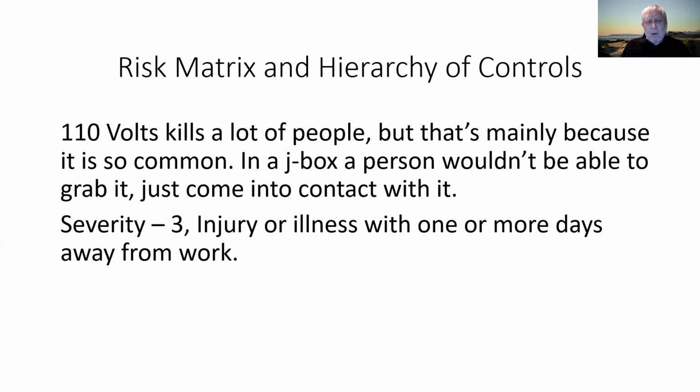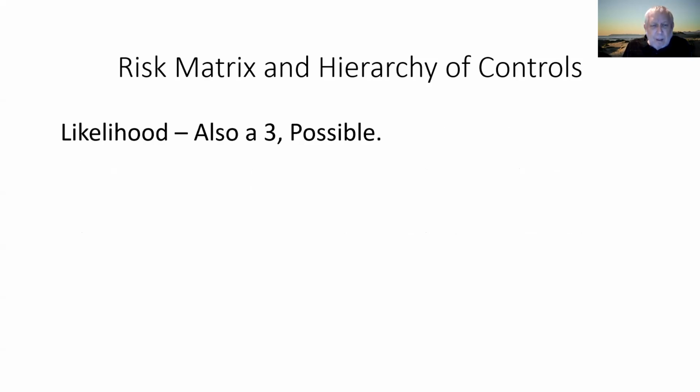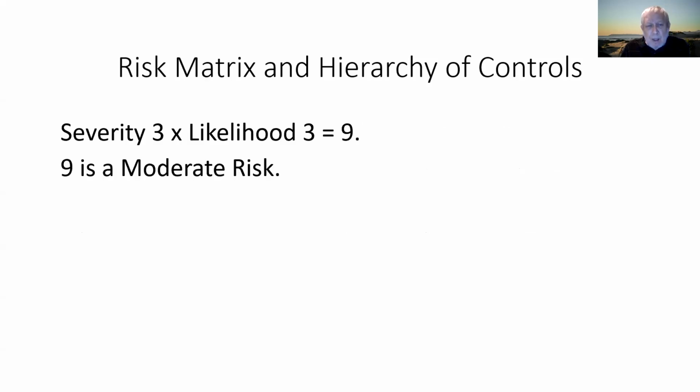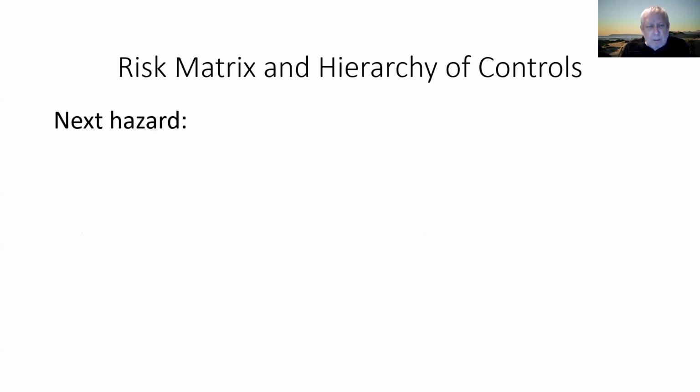So 110 volts kills a lot of people, but that's mainly because it's so common. In a J box, a person probably wouldn't be able to grab it, just come into contact with it. So the severity would be 3, injury or illness with 1 or more days away from work, possibly. Likelihood is also a 3, possible. So severity times likelihood, 3 times 3 is 9. 9 is a moderate risk.